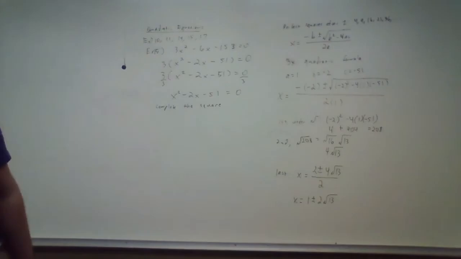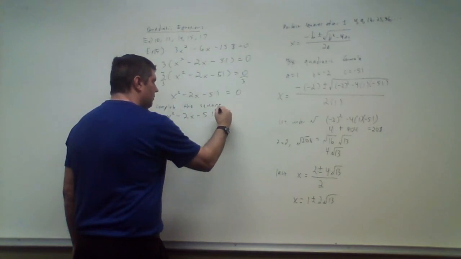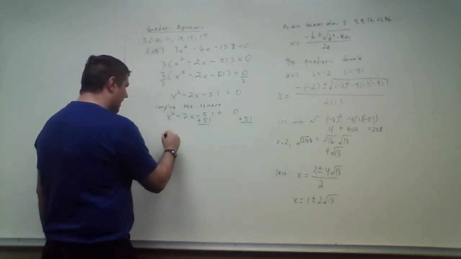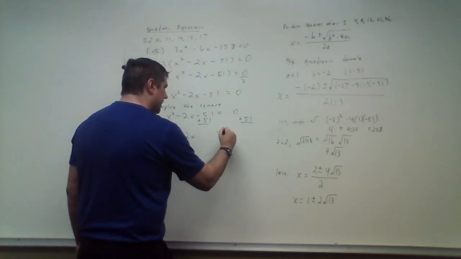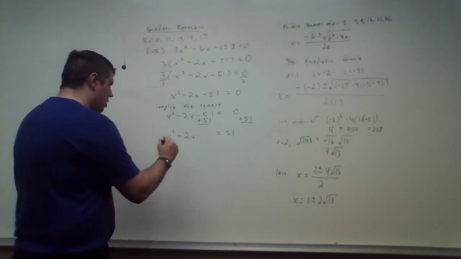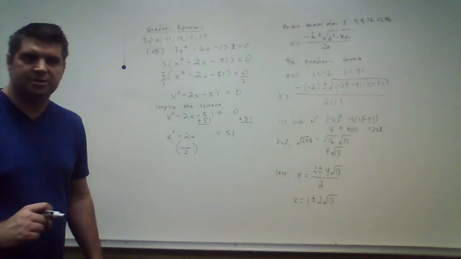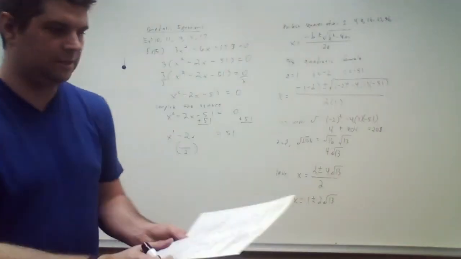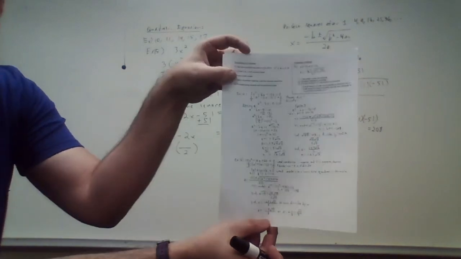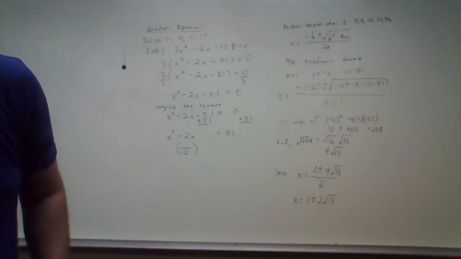If I do this by completing the square, I got x squared minus 2x minus 51 equals 0. Add your 51, and we will have x squared minus 2x equals 51. Okay. You always follow your steps. At the top of this sheet is a set of steps for completing the square, just like with the quadratic formula. Follow those steps exactly.